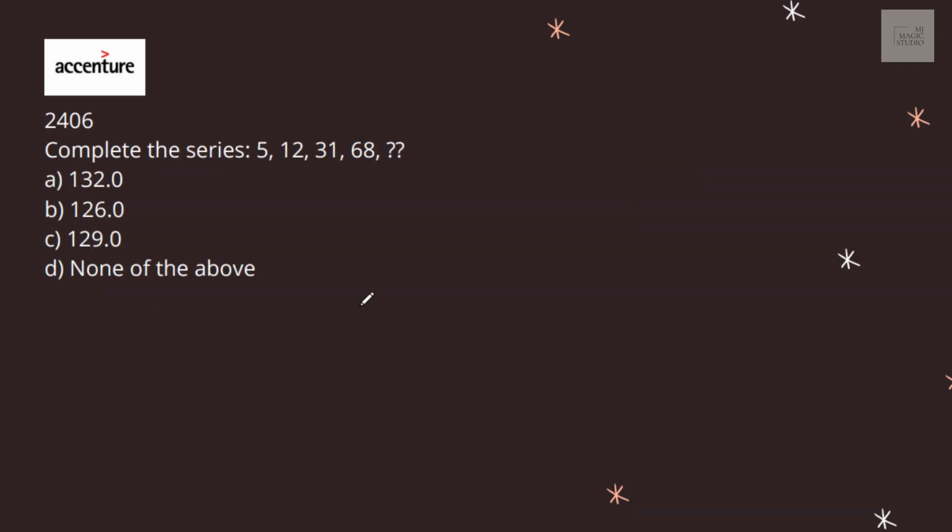Okay, complete the series. Generally in these kinds of questions we just look at the numbers and try to identify whether they are jumping or they are increasing. Here it is not in a multiplicative format which I can see. So let's find the difference. 12 minus 5 is 7. 31 minus 12 is 19. 68 minus 31 is 37. Now there is no uniformity in 7, 19, 37.